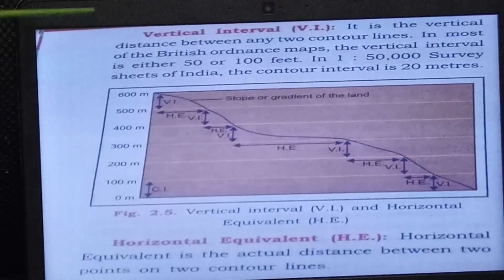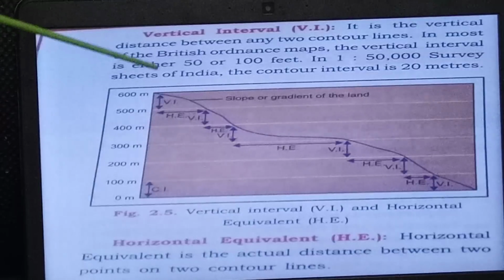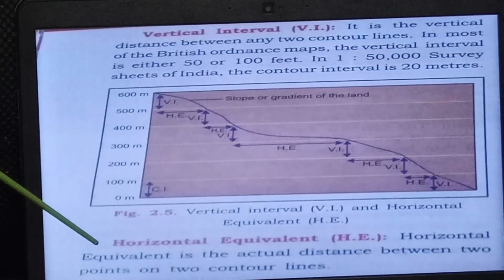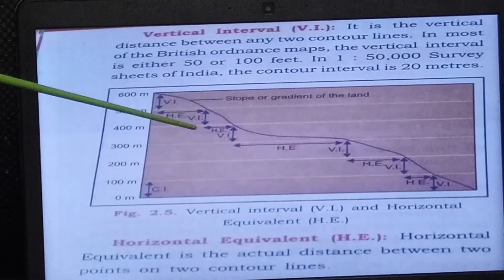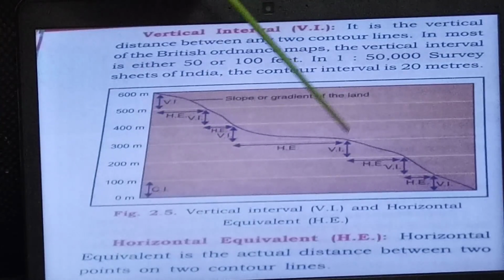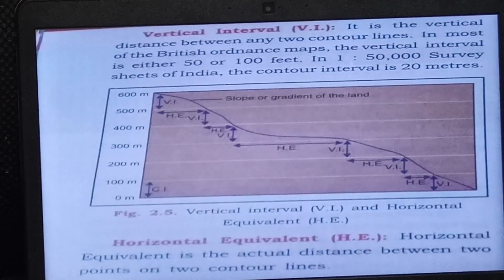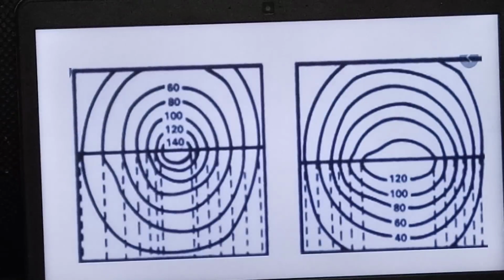There are two important terms. One is vertical interval and the second is horizontal equivalent. Vertical interval means the difference in height between two adjacent contour lines, which is also known as contour interval. Generally in your survey sheet, the contour interval is 20 meters. You can see this diagram. Here the contours are made with a difference of 20 meters only: 60, 80, 100, 120 and 140. So the difference between any two adjacent contours is known as vertical interval.